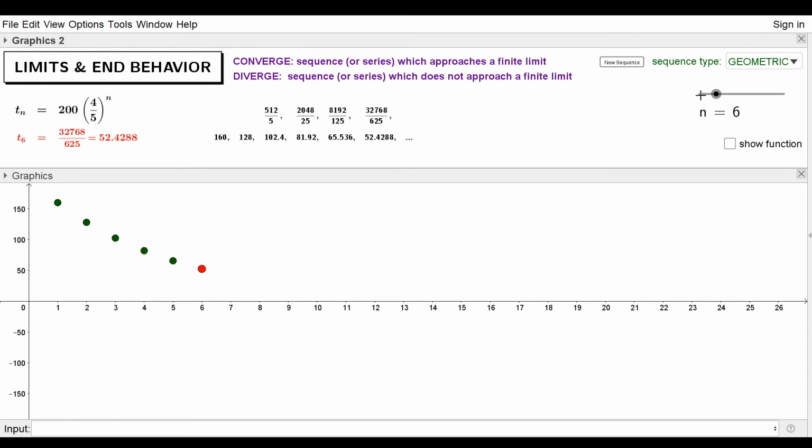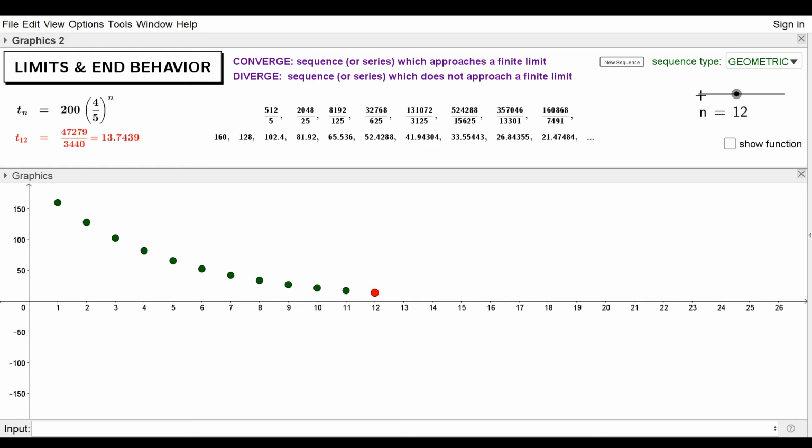As I keep going, I recognize that my numbers keep getting smaller and smaller and smaller. But unlike arithmetic, they're never going to go negative because I'm never multiplying by a negative number. In fact, what they begin to do is they begin to level out. And as you can see, these numbers keep flattening out to what looks like the x-axis, which means it's going closer and closer to 0. And that's the limit of this particular geometric sequence. It converges. It has a finite limit, 0. It keeps approaching and getting closer and closer.